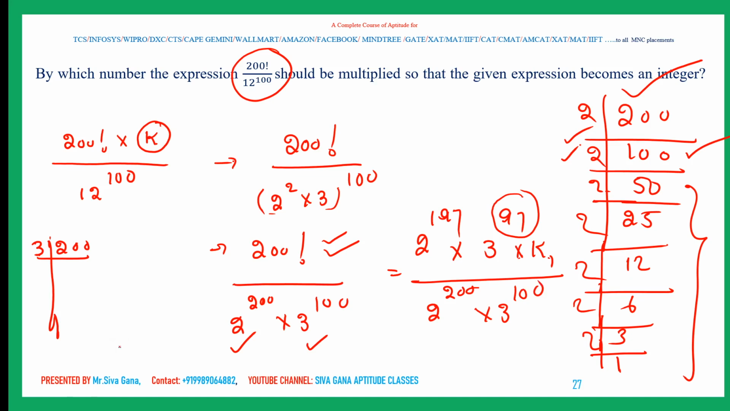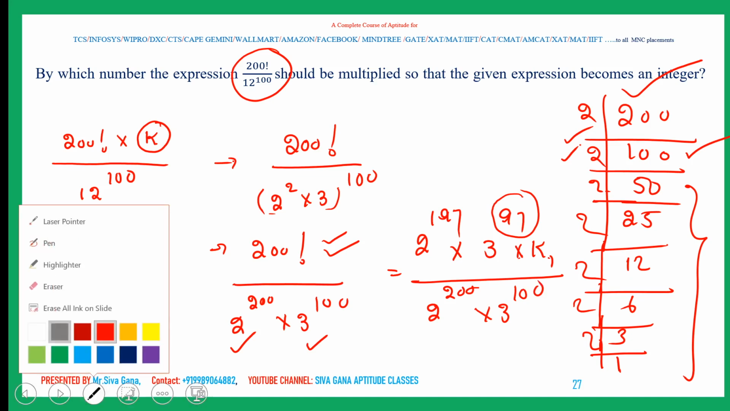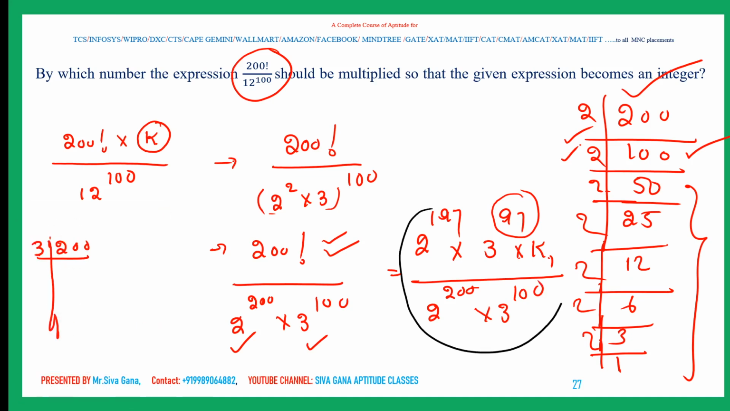Now just observe, we need perfect divisibility. For perfect divisibility, what do we have to multiply in the numerator? The denominator has 2 power 200. The numerator has 2 power 197. So 3 is deficient. So we have to multiply the numerator with 2 power 3. That is a must for perfect divisibility. And the numerator has 3 power 97.